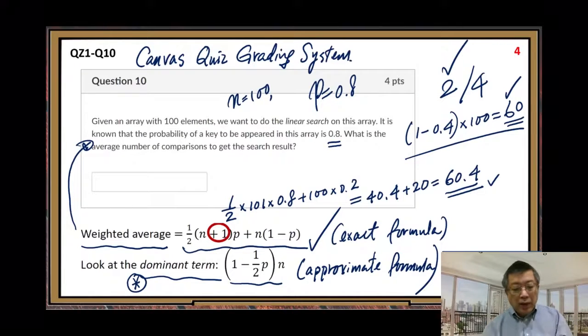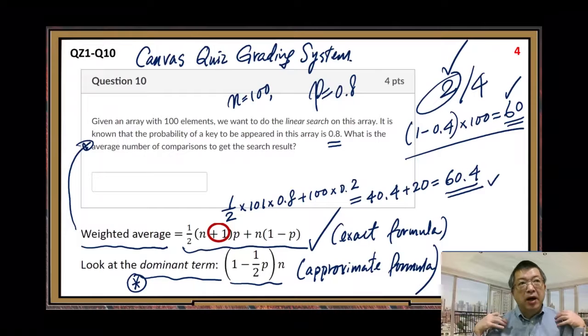All right. This quiz is graded by that system automatically, not by me. If I do the grading, I will be very happy to give you 2 points. But the grading system is not that smart, right? The grading system just uses my correct answers. I enter correct answers to all the questions. They just compare your answers with my answers.